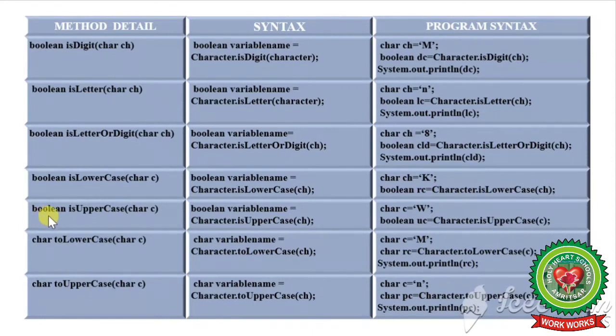Next is boolean isUpperCase(char c). Its syntax is boolean variable name equals Character.isUpperCase(ch). Char c equals 'w' in single quotes. Boolean uc equals Character.isUpperCase(c). It will check the result for uppercase, whether the given letter is in uppercase or not.